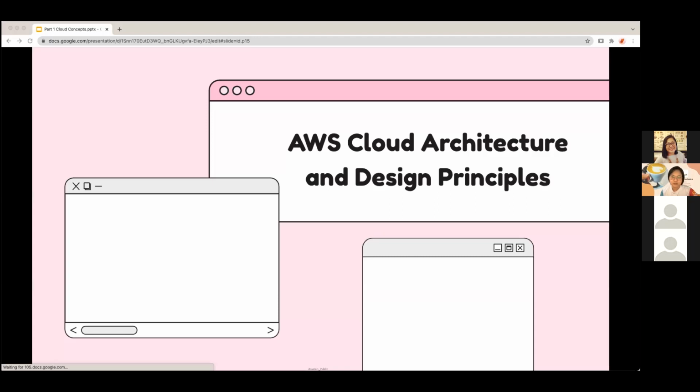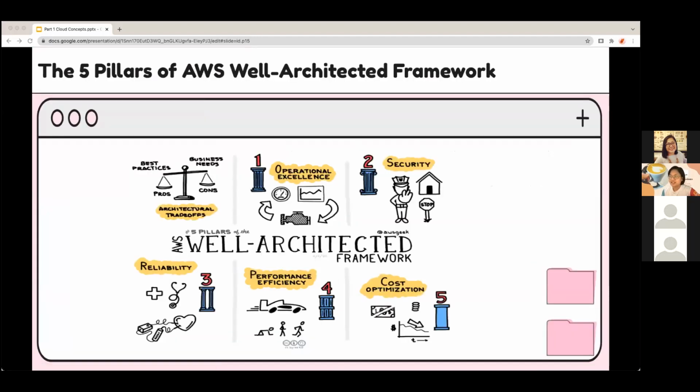AWS gives these 5 pillars of the AWS Well-Architected Framework, which basically helps cloud architects build the most secure, high-performing, resilient, and efficient infrastructure possible for their applications. The framework provides a consistent approach for customers and AWS Partner Network, or APN, partners to evaluate architectures and provide guidance to implement designs that scale with your application needs over time. So the next slides will provide an overview of the Well-Architected Framework's 5 pillars and explore design principles and best practices.